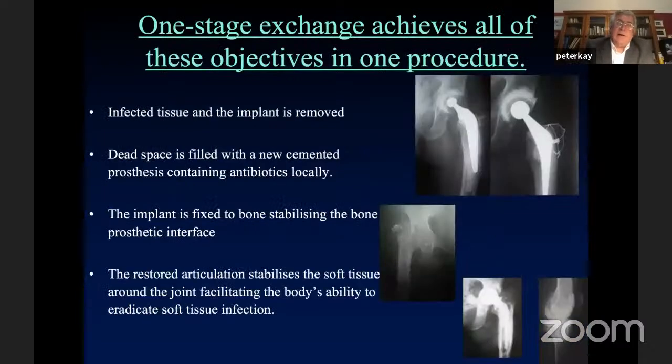So if you're looking at 1 and 2-stage revision, 1-stage revision actually achieves all the principles of the treatment of infection. You remove the implant, you fill the dead space with a newly cemented implant, you're fixing it to the bone, you're stabilizing it, you're giving an axis of rotation, the tissues can recover, and it really allows the body to manage the infection. So 1-stage revision does fit really quite well with the principles of the management of infection.